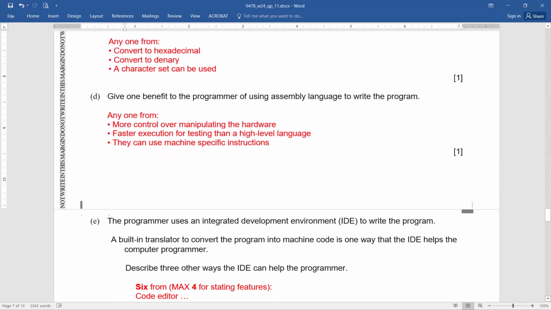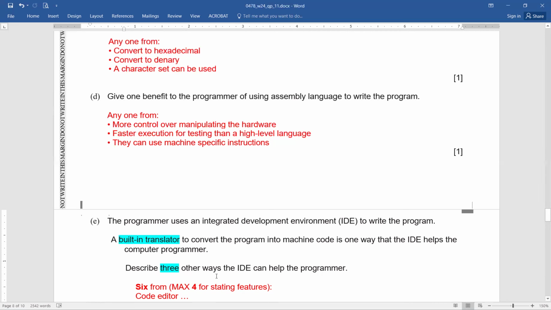Okay, part C. The programmer uses an IDE, integrated development environment, to write the program. A built-in translator to convert the program into machine code is one way that the IDE helps the computer programmer. Describe 3 other ways the IDE can help the programmer. Now you can see one is mentioned here. We are not going to rewrite this answer at all. A built-in translator is there as a feature, and we are asked to describe 3 other ways the IDE can help the programmer. Just recall very quickly your Python screen that we have worked on.